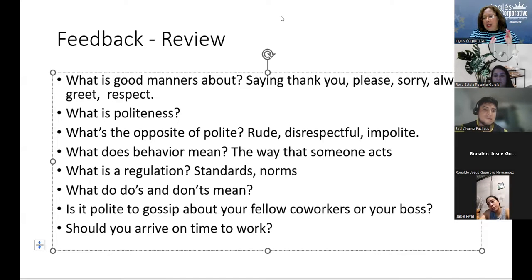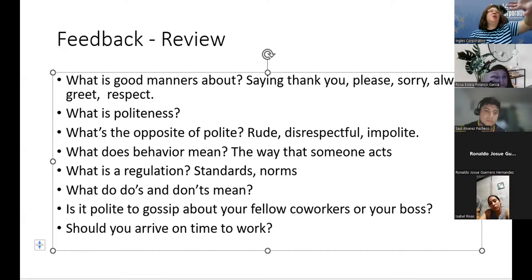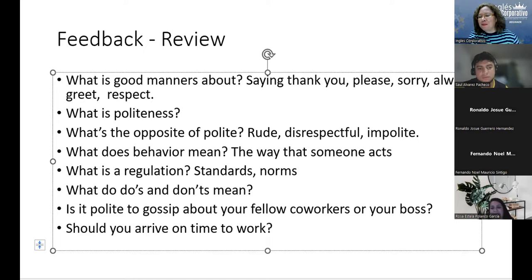Okay. What do do's and don'ts mean? Do you remember what we said about the do's and the don'ts? ¿Qué dijimos acerca de los do's and don'ts? ¿Qué era eso? Cuando encontráramos, por ejemplo, en un artículo, do's and don'ts for something. Do's and don'ts in love, right? Come on. Tell me. Auxiliary verb, teacher. Oh, yes, they are auxiliaries. Exactly. They are the auxiliaries for the simple present tense.